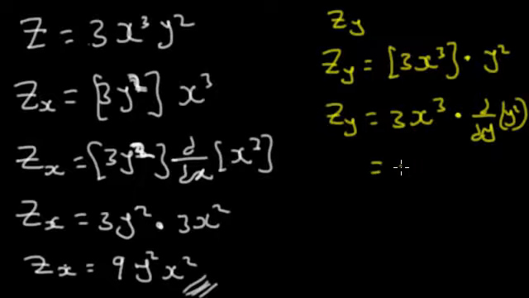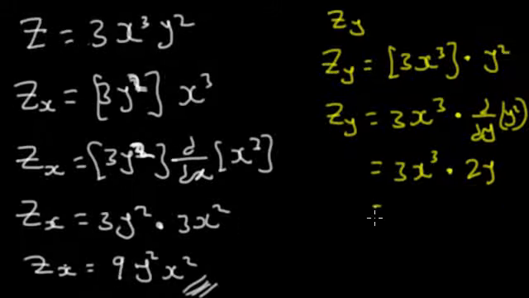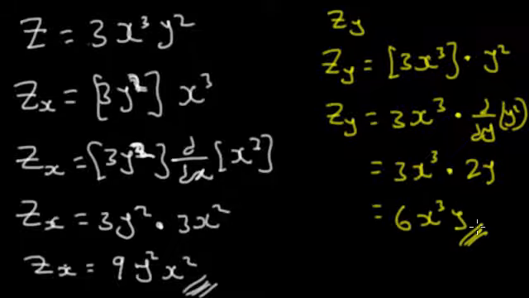Thus, we now have 3x cubed multiplied by the derivative of y squared with respect to y, which is simply 2y. And then, doing the product, we eventually have 6x cubed y. And that's simply our partial derivative of z with respect to y. So guys, this is how you can easily differentiate a multivariate function with respect to any of the independent variables.